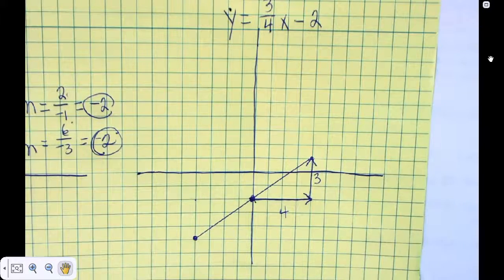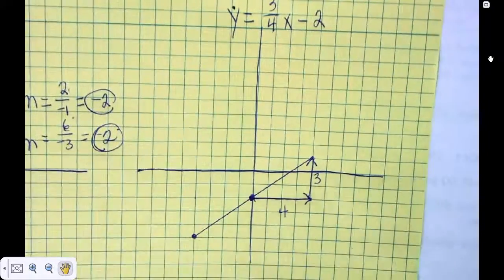Well, we don't know exactly where it is. I don't. Do you? No. So let's get our calculator. I'm going to show you something, and then we're going to see.